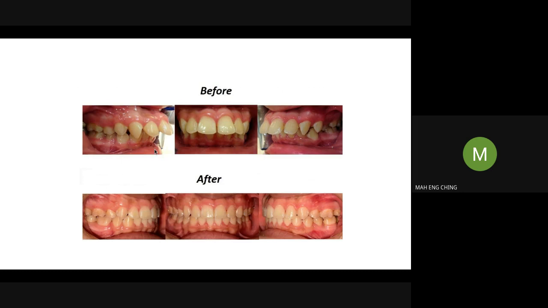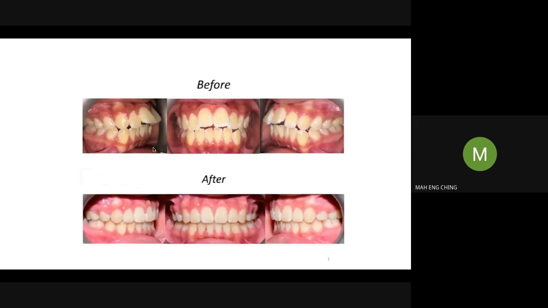So you can look at these pictures. You see the upper incisor is so proclined, so massive overjet. So we can take out the premolar, then we should generate about 7 millimeters on both sides. Then we can retrocline the upper incisor back and make it upright.